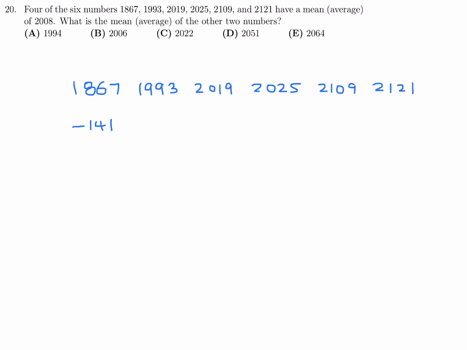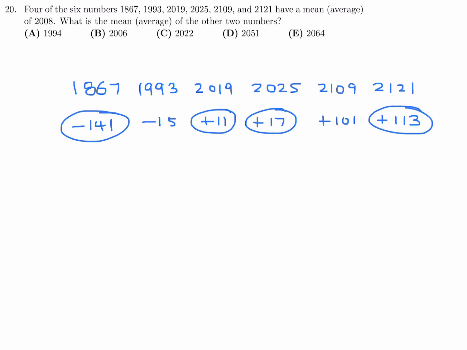From 2008 to that number, what is the difference? Well, it's minus 141 for 1867. It's minus 15, plus 11, plus 17, plus 101, and plus 113. When you add them, 4 of these differences have to equal 0, right? That's the only way you're going to get an average of 2008. And if you stare at this not too long, you'll be able to figure out that it's got to be these 4, right?